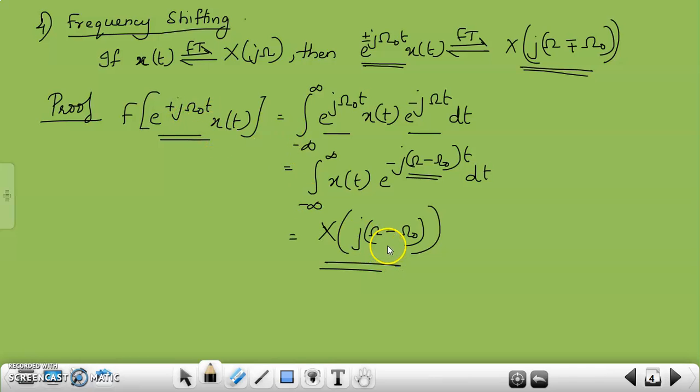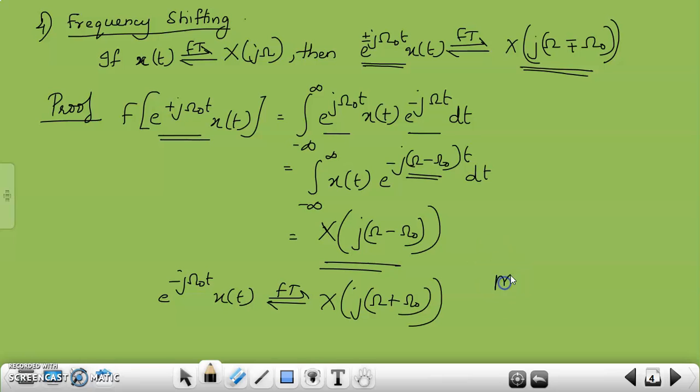For positive sign here we are getting negative sign, and therefore I can write if I am multiplying with e raised to minus j omega naught t, then its transform will be X of j omega plus omega naught. Okay, so that is the case with frequency shifting property, and this property is otherwise known as the modulation property of Fourier transform.